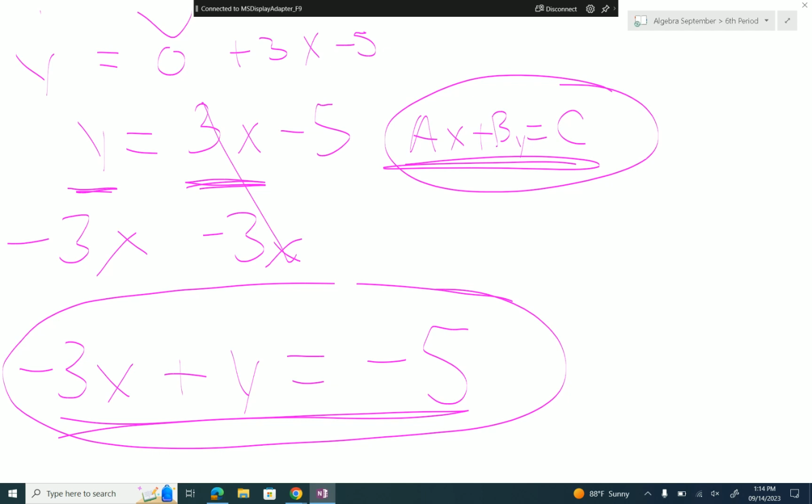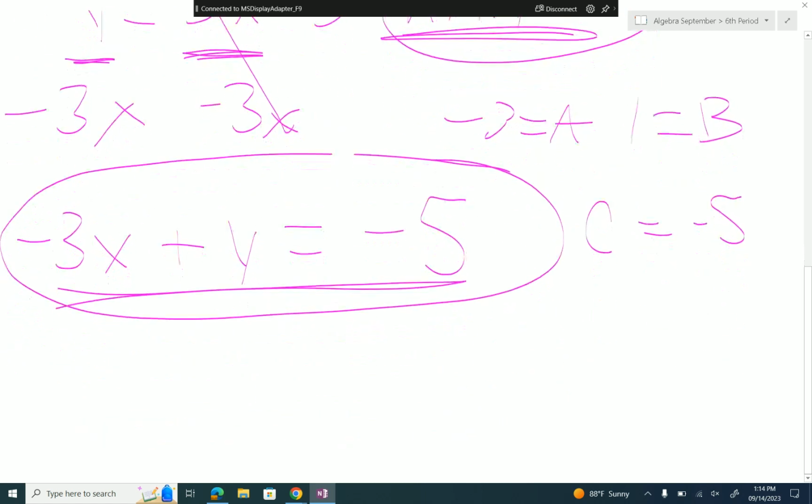That's okay. What's being multiplied by y? What's the invisible number? A 1. So 1's being multiplied by y. That's my b value. What's my a value? What's being multiplied by x, Javen? Yeah, negative 3. So negative 3 is my a value. 1 is my b value. And what's my c value? Negative 5. C is negative 5. So is this in standard form? Yeah. We've got a number times x plus a number times y equal to another number. So this is in standard form, so it is a linear function.